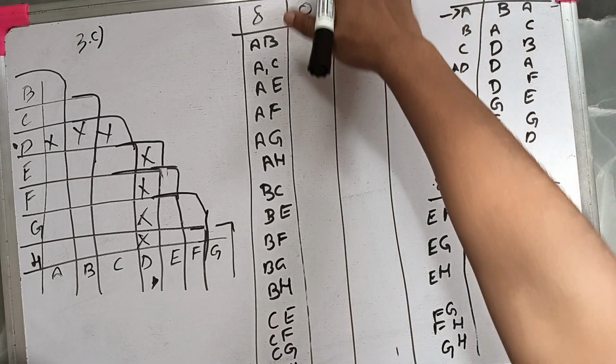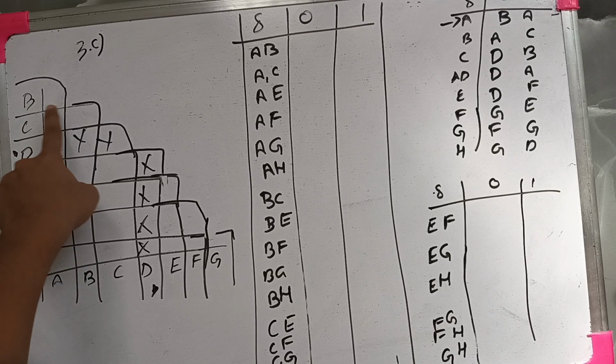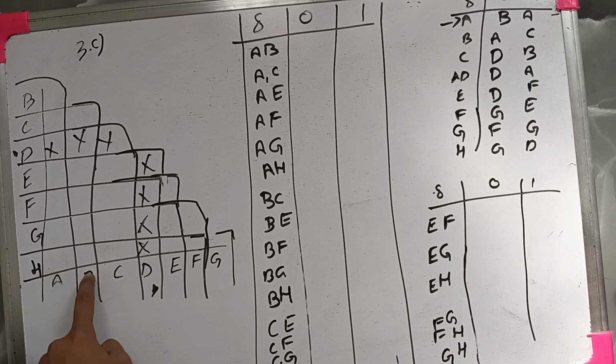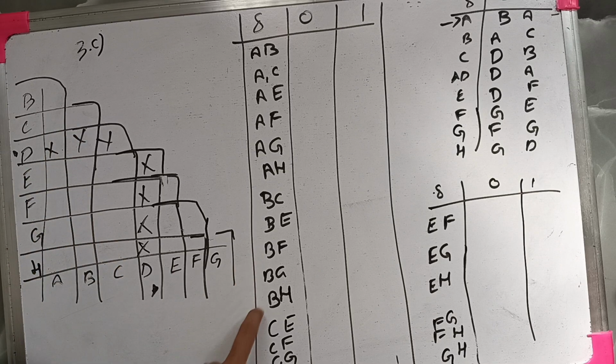Next, write the table. How to write the transition? See here, A. Wherever the blank is, write A, B, A, C, A, E, A, F, A, G, A, H. For B, it is B, C, B, E, B, F, B, G, B, H. In the same way, write for all. For G, we have only one column, that is G, H here, G, H here.